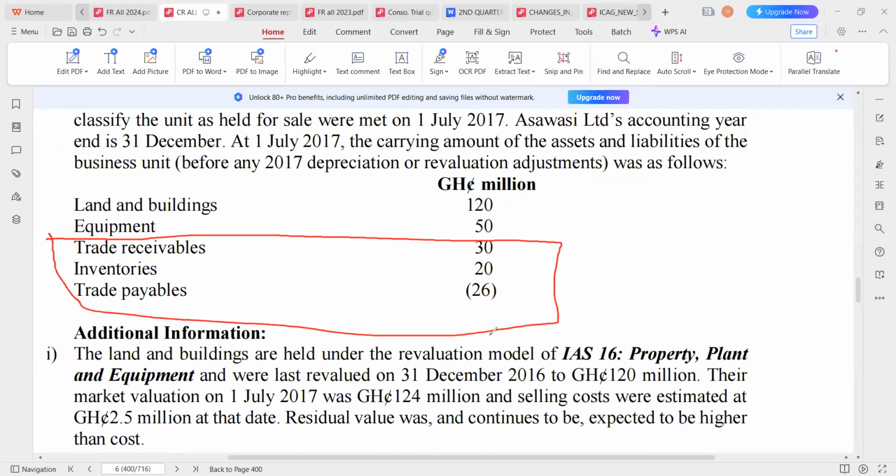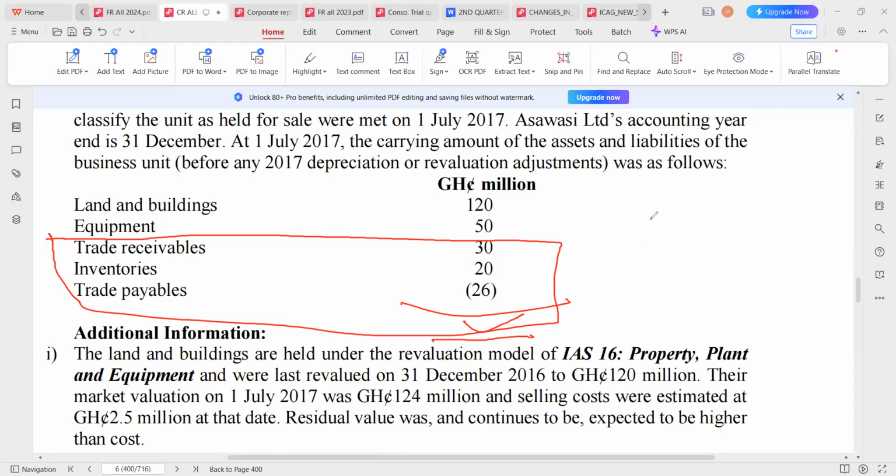So if you are calculating current amount, you add them. But if you are looking for the IFRS 5 assets, they are not parts. Do you agree or you don't agree? I agree. This is a cash generating unit.